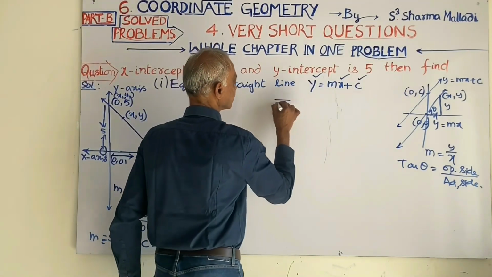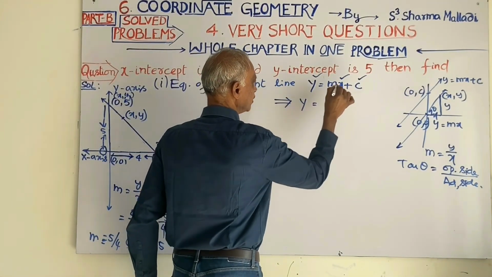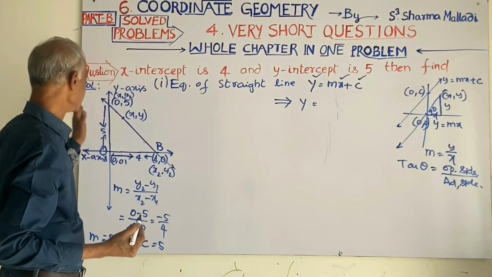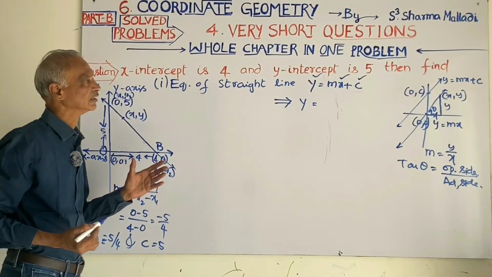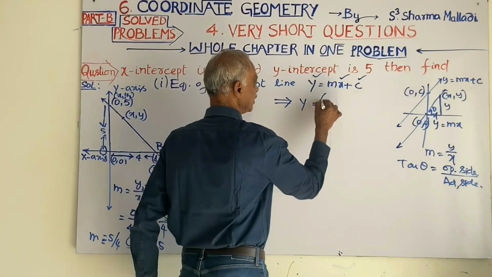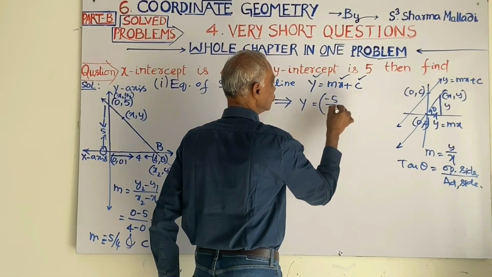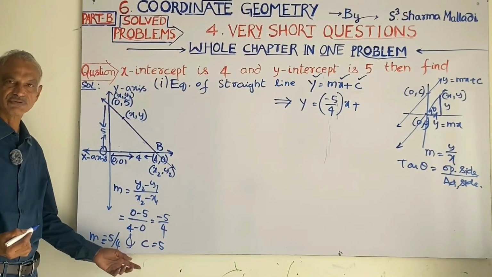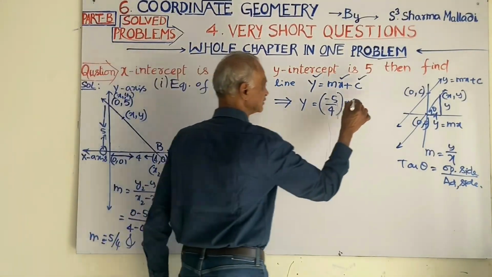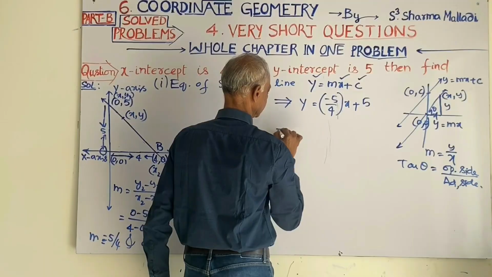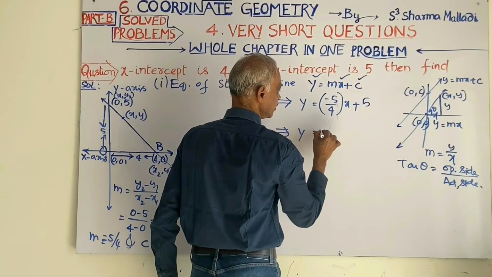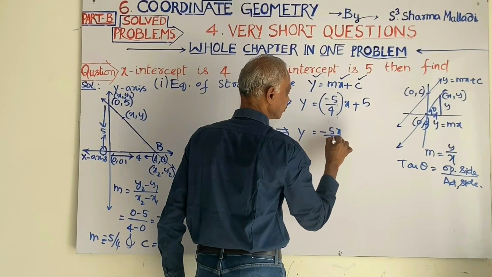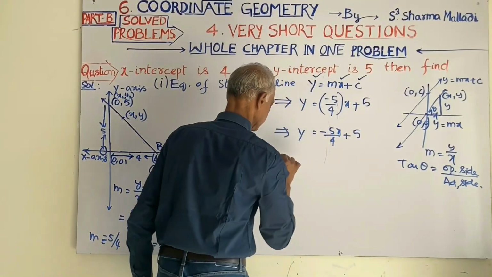Now, y is equal to mx plus c, where x and y represent infinite points on the straight line. What is the m here? Minus 5 by 4, into x plus c. What is the y-intercept? 5. So y is equal to minus 5x by 4 plus 5.